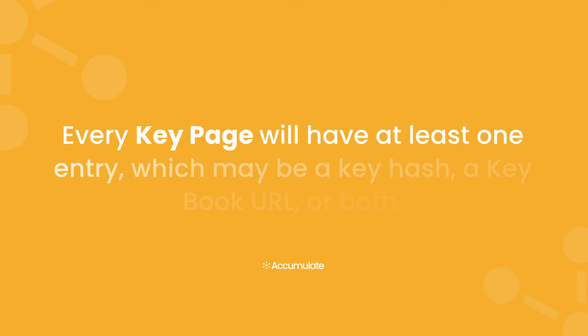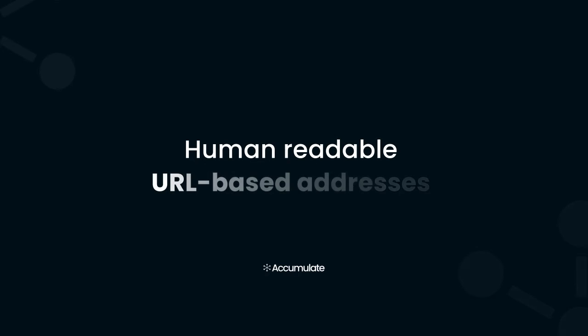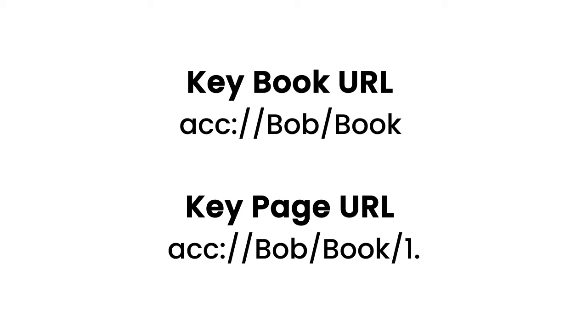of lower priority. Every key page will have at least one entry, which may be a key hash, a keybook URL, or even both. If the entry is a keybook URL, then the keybook it points to is a signer on that key page for that account. Recall that accounts are human-readable URL-based addresses. Because keybooks and key pages are both accounts, they also have public URL-based addresses like the keybook URL acc://bob/book or the key page bob/book/1.